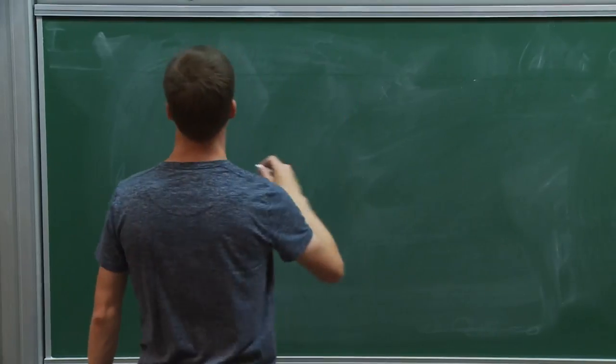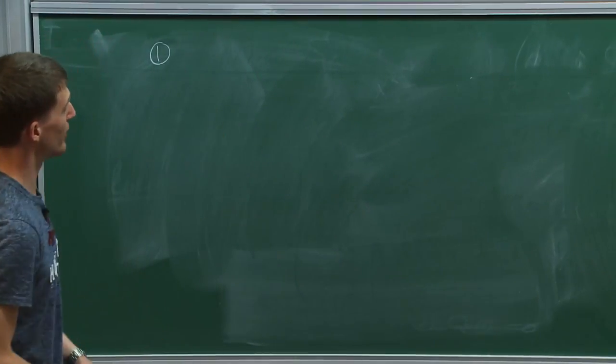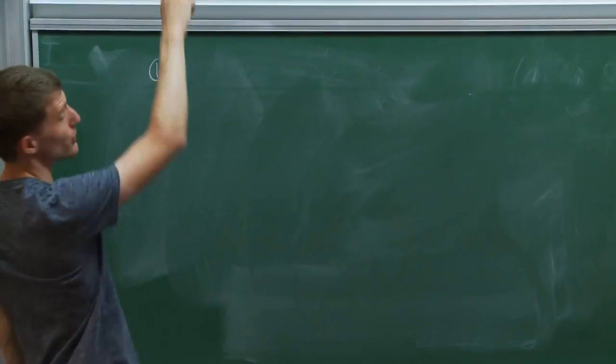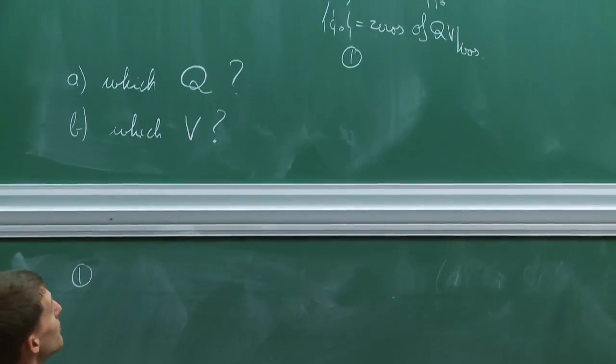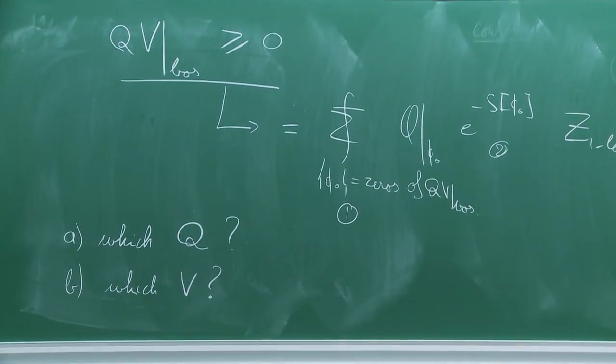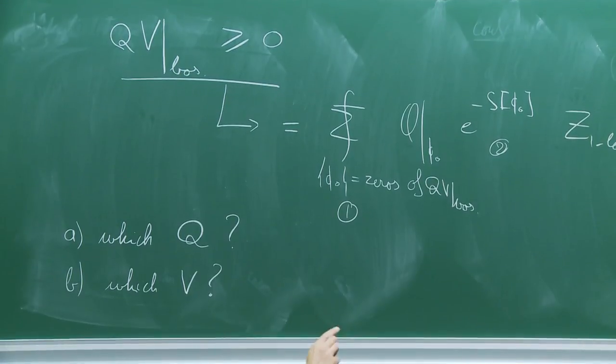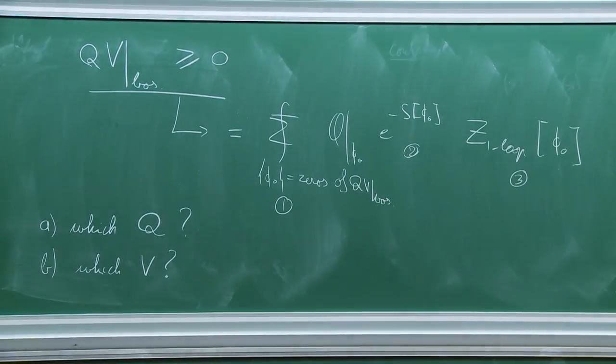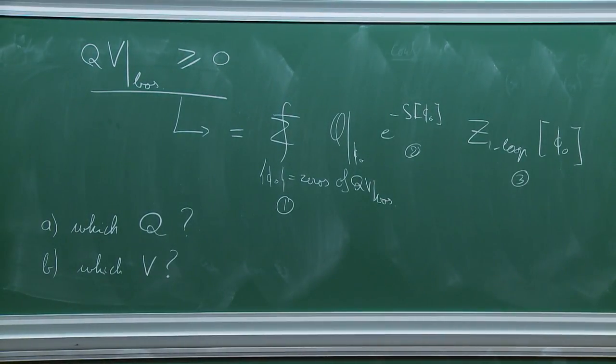So let's start with step number 1. We should find what are the zeros of the bosonic subpart of QV. Now, given that I chose V over there as the sum over all the fermions in the theory, it's clear that these zeros are described by just demanding that Q psi is equal to zero for all the fermions, subject to the reality condition that defines this dagger over there.